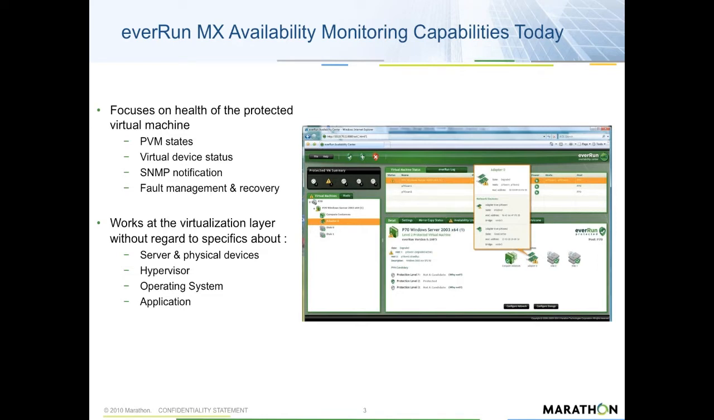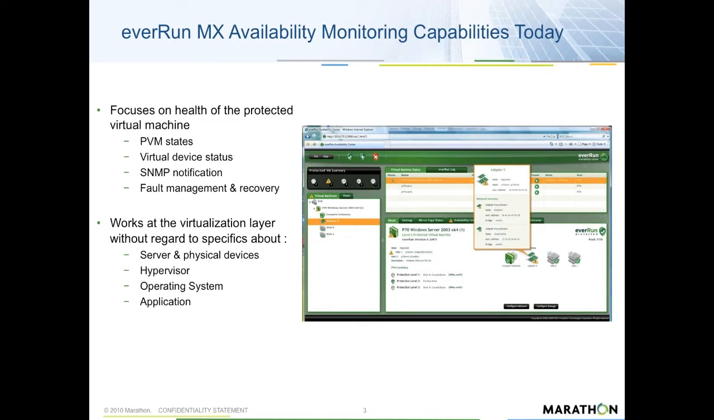And what we're not doing, and where we've left off by design, is the server and physical devices, so we don't give you a lot of insight there. The hypervisor, what's happening with it within DOM0, what's happening with the various elements of Xen. The operating system itself. We're not inside of the protected virtual machine. We can tell you that the networking is working fine, the disks are there and working fine, but we don't know if the application services are running.